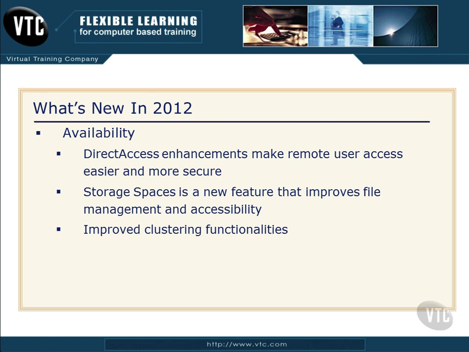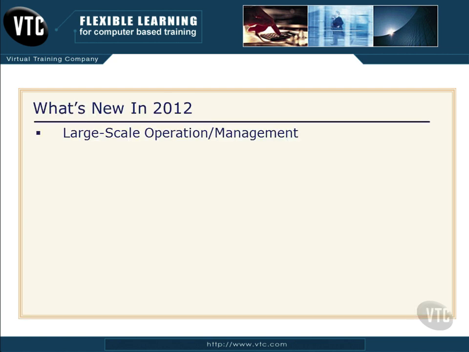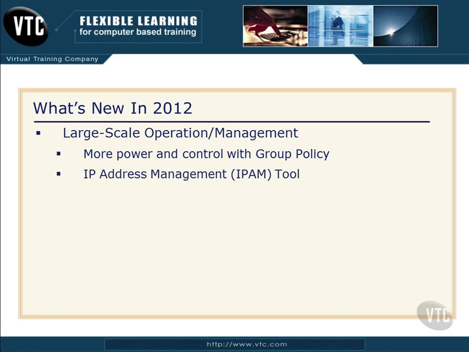There's also really improved clustering functionalities in Server 2012. There's no longer a single point of failure like a quorum disk, anything like that. Also, the clustering is much easier to create and to manage. Now, on the large-scale operation and management side, there's more power and control with group policy. We've got some more settings, some more things we can tweak.